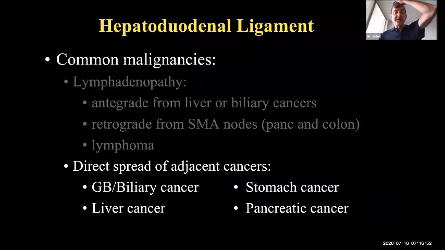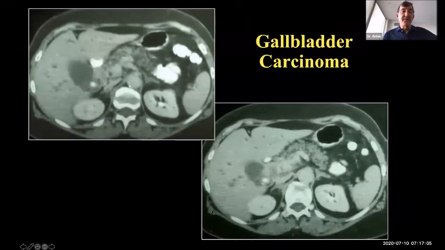Let's turn now to the direct spread of adjacent cancers in the hepatoduodenal ligament. These occur quite commonly from gallbladder or biliary cancer, but also from gastric or pancreatic or hepatic cancer, as we've seen. Here's a patient with a mass in the neck and body of the gallbladder with a gallstone. You can see that tumor growing out into the hepatoduodenal ligament.